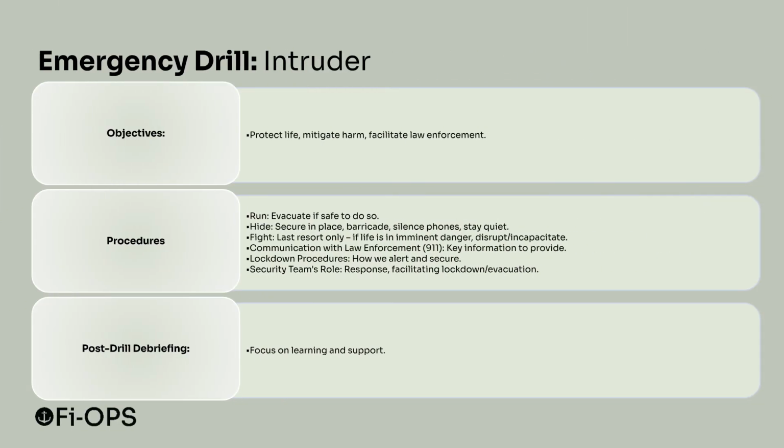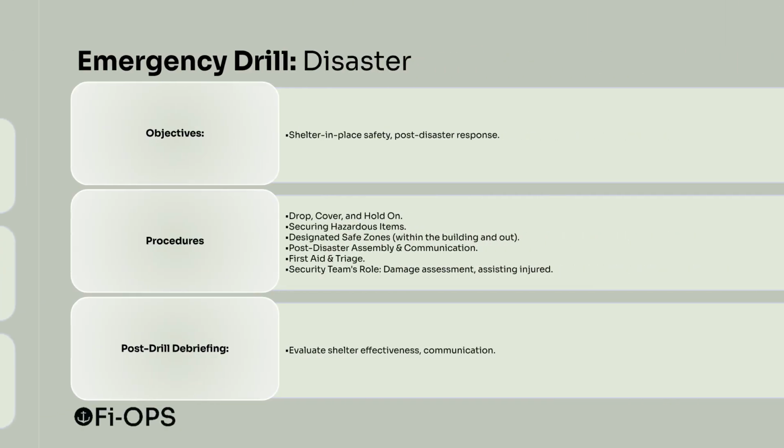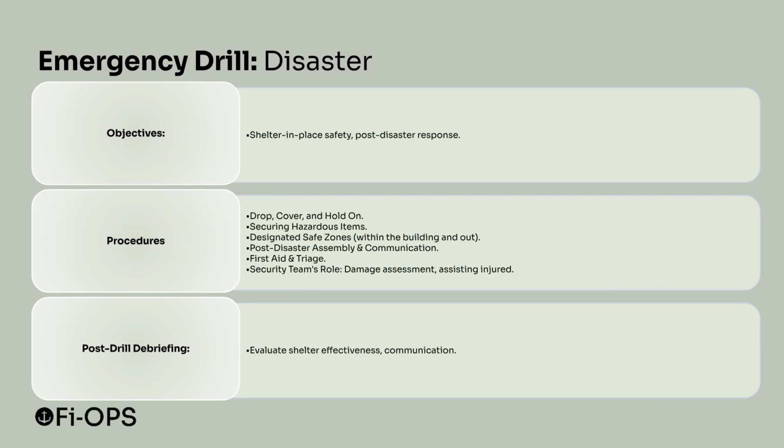Intruder drill objectives are to protect life, mitigate harm, and facilitate law enforcement. Procedures follow the run, hide, fight model, focusing on lockdown, communication with 911, and the security team's response. Disaster drill objectives ensure shelter-in-place safety and effective post-disaster response. Procedures cover drop, cover, and hold on, securing hazardous items, and conducting post-disaster assembly, first aid, and triage.